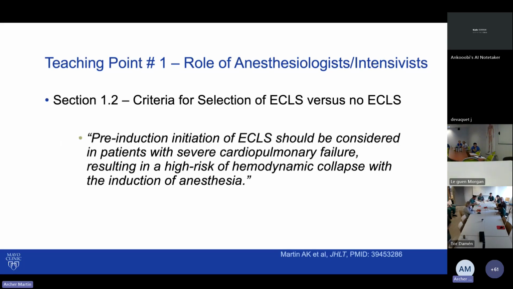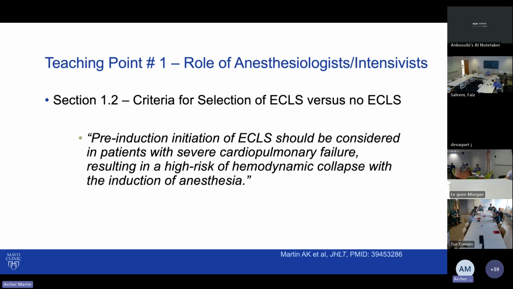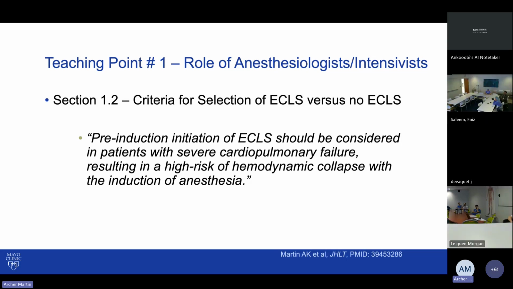Pre-induction initiation of ECLS should be considered in patients with severe cardiopulmonary failure, resulting in a high risk of hemodynamic collapse with the induction of anesthesia. Now, this also talks about our role because pre-induction initiation of ECLS in patients with the most severe end-stage heart and lung disease really depends upon the role of the anesthesiologist in the operating room. It's our job to be able to determine whether or not the patient is going to survive the induction of anesthesia. When we induce anesthesia, as we know, we have a massive effect on the 5 independent components of cardiac output, and we change the patient's physiology when we go from a normal state of breathing to positive pressure ventilation. It's important that we have a firm understanding of the principles that guide us during the induction of anesthesia and whether or not these patients need ECLS prior to that.